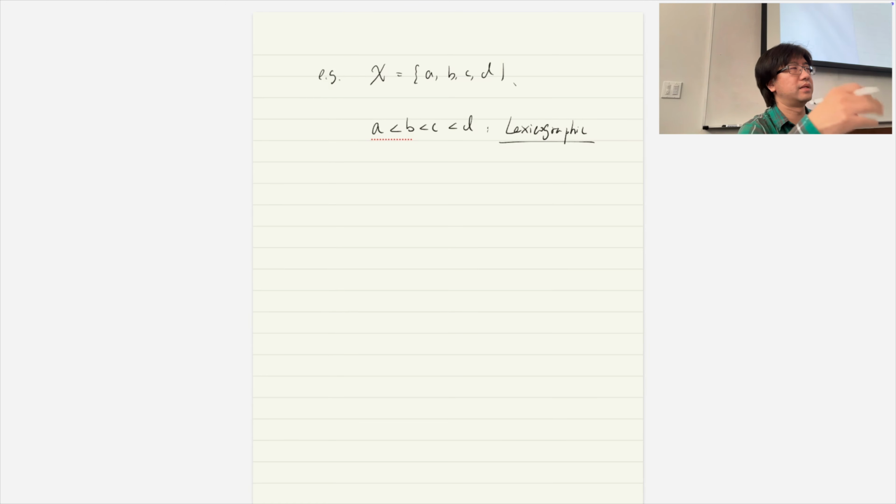Right, for example, let's say our alphabet is A, B, C, and D. And then we just use A is less than B, less than C, less than D. So we call that, we can order them in lexicographic order. Okay, so this basically means that we just order them like A, B, C, D. The value of the probability doesn't matter too much.